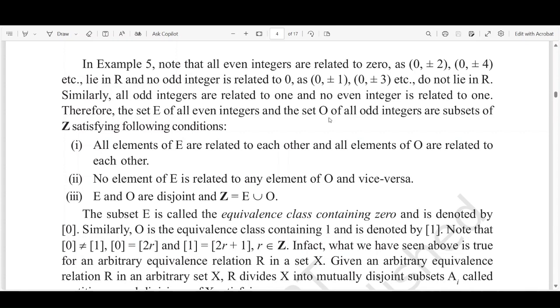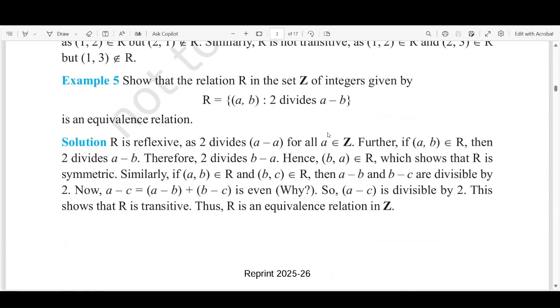From the above example, we can observe that 0 is related to all even integers, because if you take one element, say a, to be 0 and another element to be an even integer, and find the difference between them, it will be equal to that even integer, which is divisible by 2. Therefore, all even integers are related to 0.